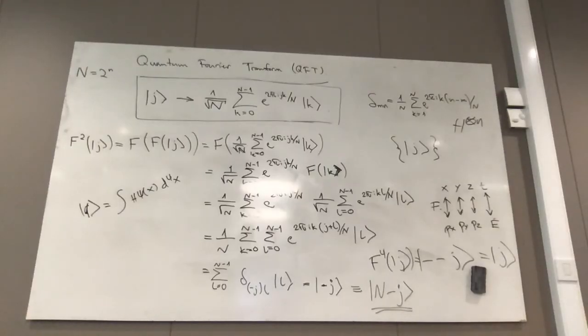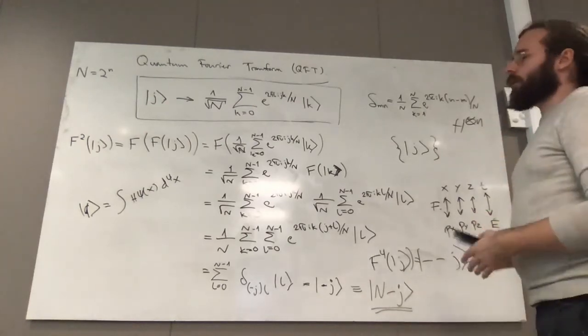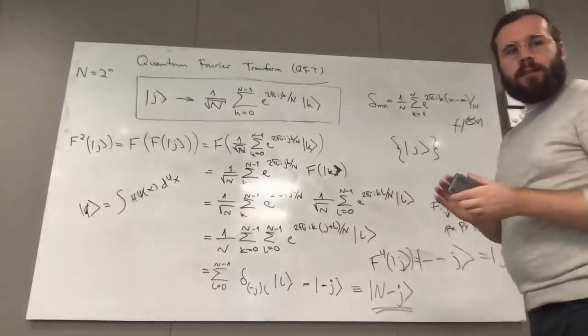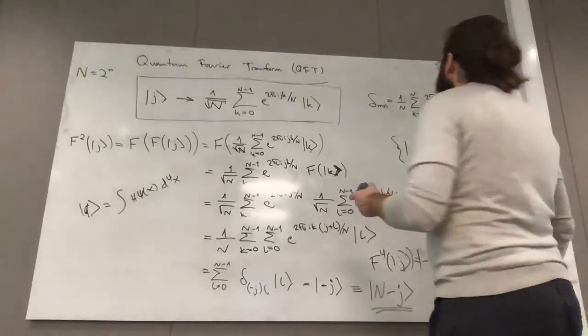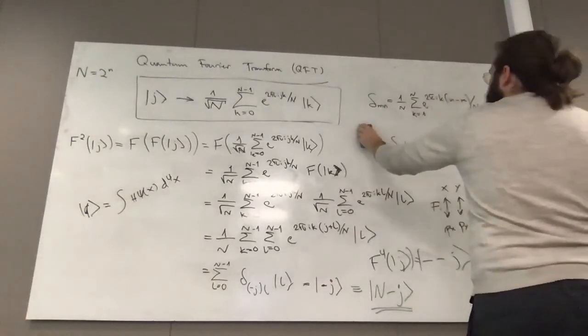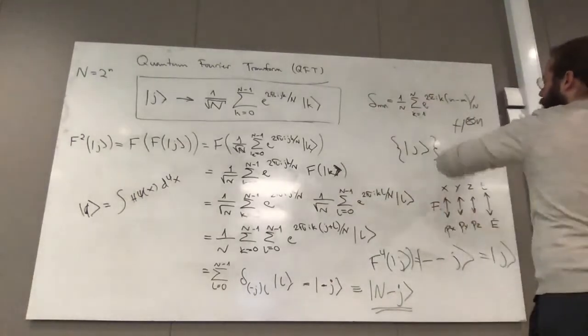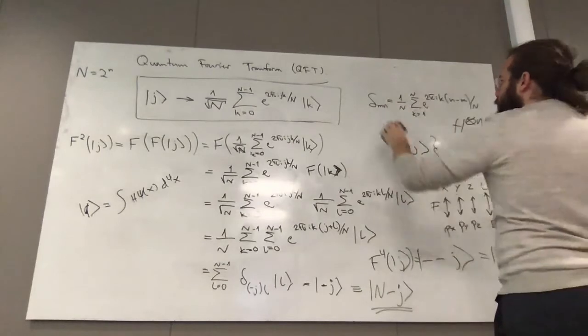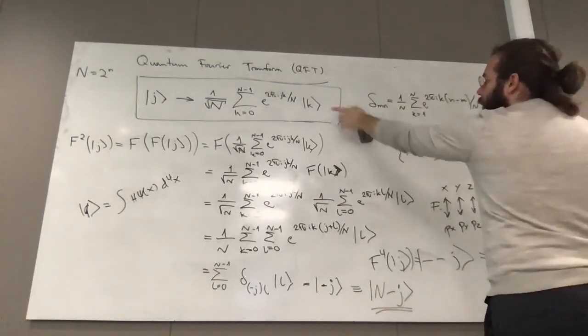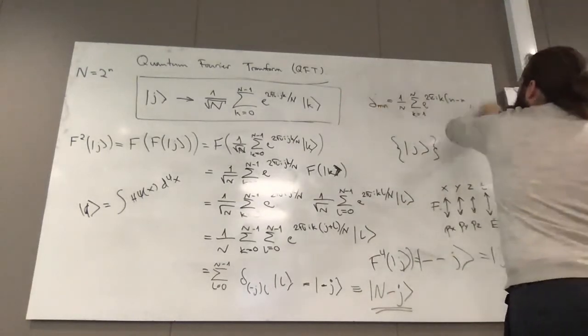Next on my list is how to implement it, looking at the circuit itself. And now I come back to the book of Nielsen and Chang and start looking at what they have to say about the Fourier transform. All of this stuff so far is just the results of me playing around with the formula, more or less.